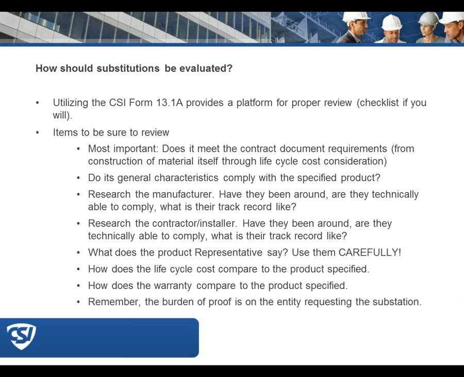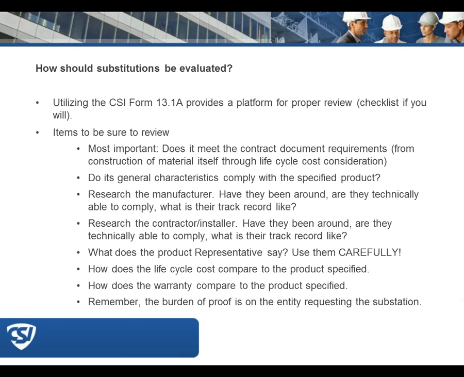Find out about the manufacturer. Have they been around? Are they technically capable? What's their track record? Take a look at the contractor installer. Same question. Have they been around? Is this a product that they are familiar with, or more importantly, certified to install? What does the product rep say? Use them very carefully. I have many friends who have gotten in trouble because they listened to a product rep, but they didn't talk to the technical department within a company or manufacturer, and what the product rep said and what the product actually could do were not the same thing.